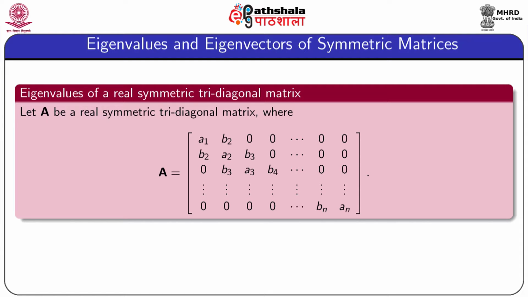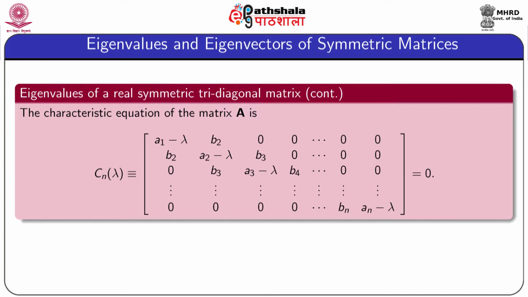Now, we consider a real symmetric tridiagonal matrix. This is a particular case of a real symmetric matrix. Let A be a real symmetric tridiagonal matrix, where the diagonal elements are A1, A2, A3 up to An, and the upper diagonal elements are B2, B3 up to Bn. Since the matrix is symmetric, the lower triangular elements of the matrix A are also B2, B3 up to Bn.